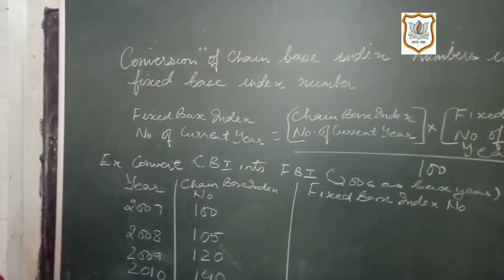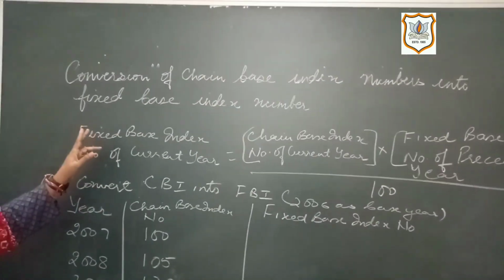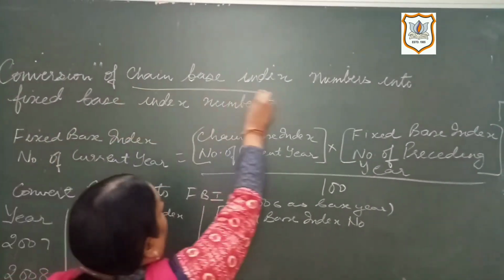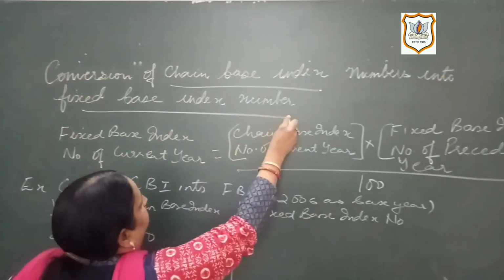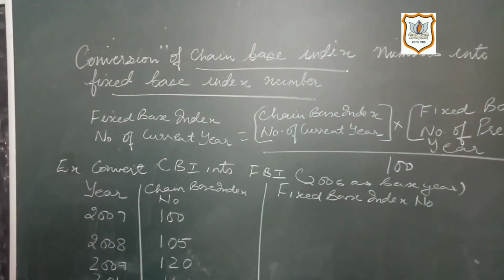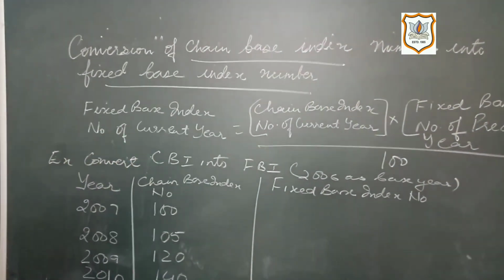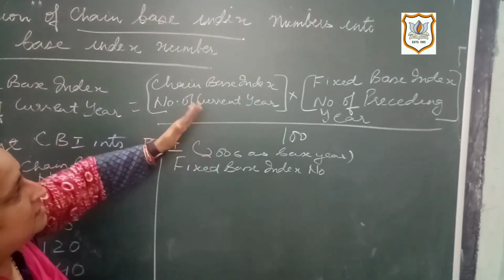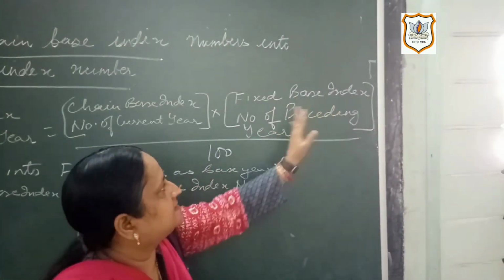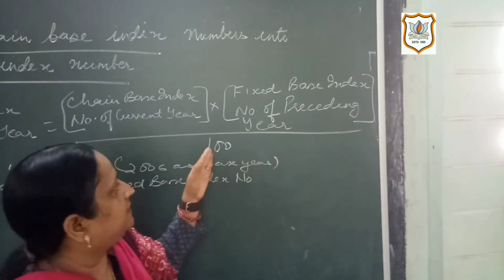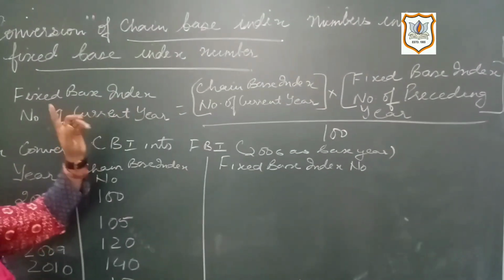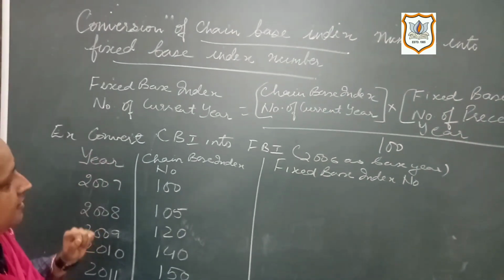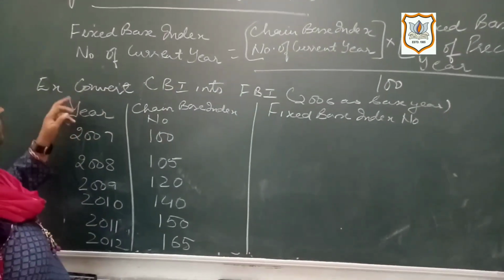Now let us consider the second method of conversion, that is conversion of chain base index number into fixed base index number. For converting chain base into fixed base, the formula is chain base index number of current year into fixed base index number of the preceding year divided by 100. In this way you are going to get the fixed base.